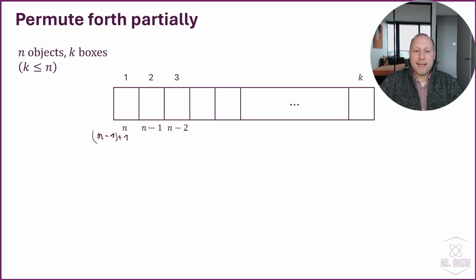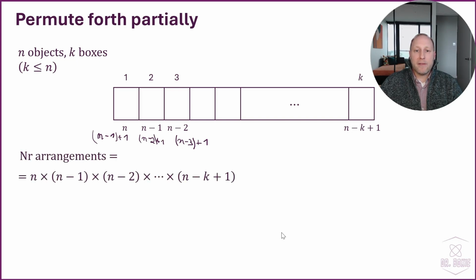plus 1. For the second box, I had n minus the number of the box, so that's n-2 plus 1. For the third box, I had n minus the number of the box, so n-3 plus 1. So what is the pattern here, where every time it's n minus the number of the box plus 1. And so for the kth box, I will have n minus k plus 1 possible outcomes. Now the principle of multiplication tells me that the number of arrangements you have is simply the multiplication of these numbers. So it's n times n-1 times n-2, etc. all the way to n minus k plus 1.